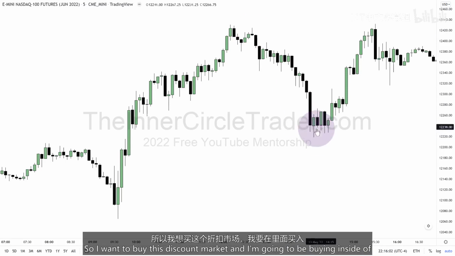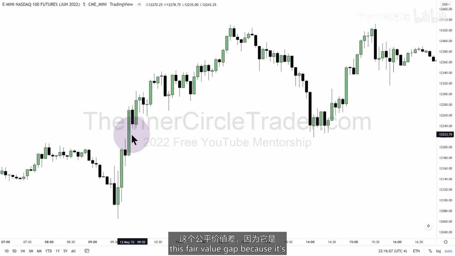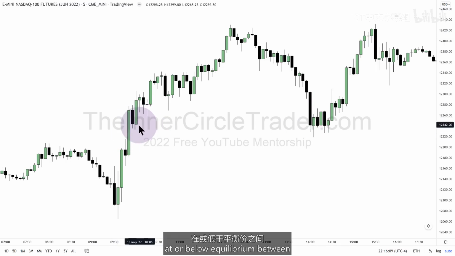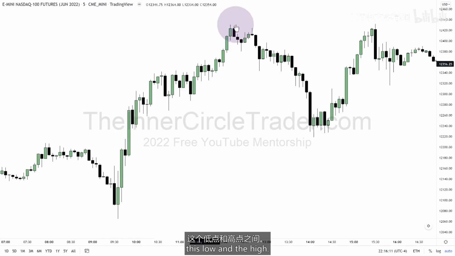So I want to buy this discount market, and I'm going to be buying inside of this fair value gap because it's at or below equilibrium between this low and that high.